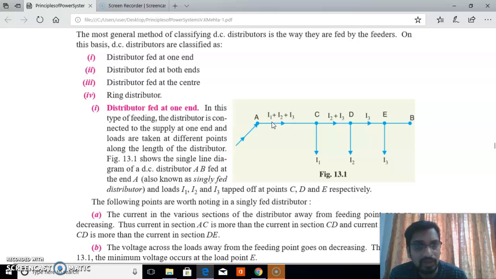Then how do you calculate the voltage drop across each section? Assume RAC is the resistance along the section AC. So what is the voltage drop along AC?